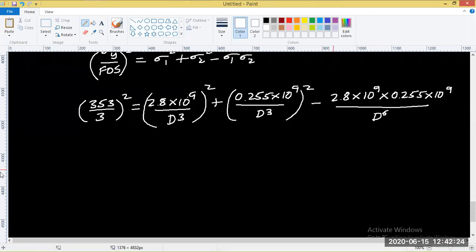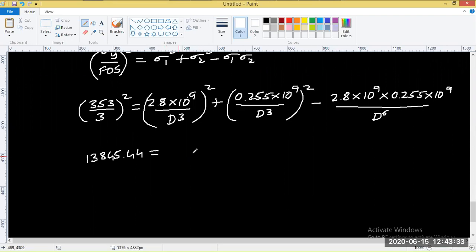So I have 353 divided by 3 and square of that. So you have LHS 13845.44. So this is equal to, when you square that, you get in terms of d power 6 itself. So 2.8 E9 square plus 0.255 E9 square minus 2.8 into 0.255 E9. So this value divided by 13845.44 and the 6th root of this value. Right.